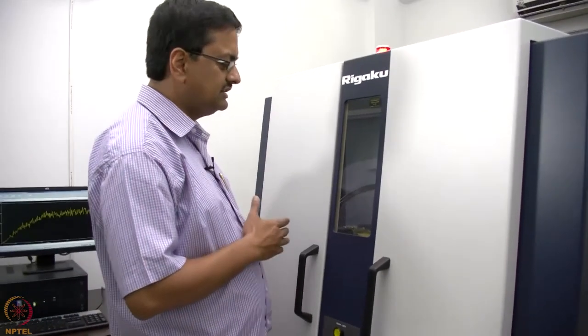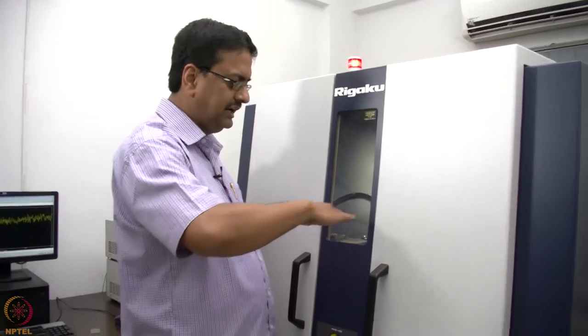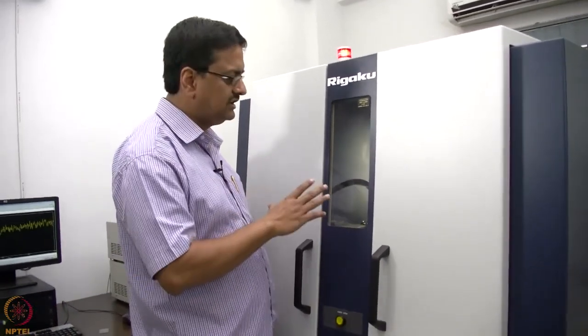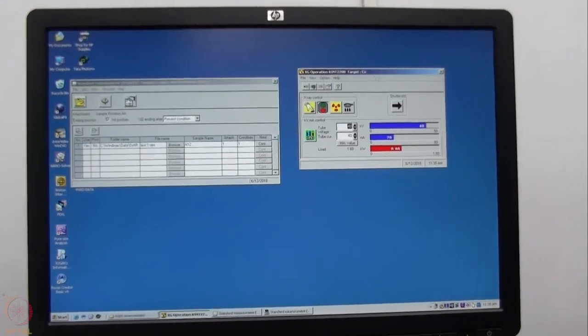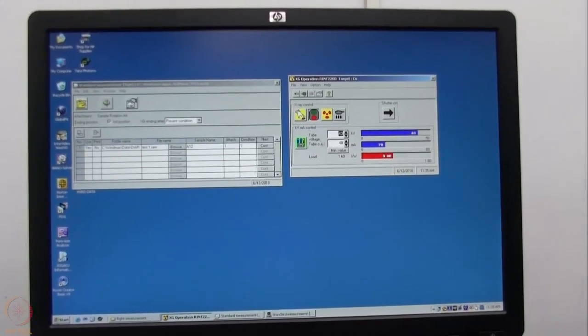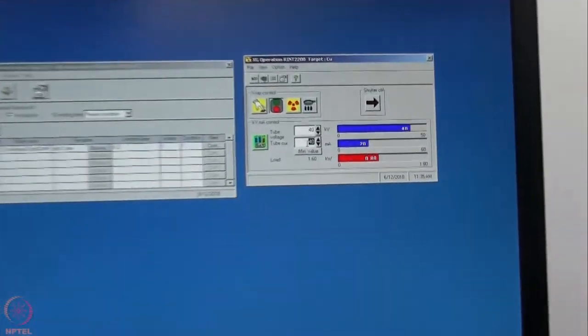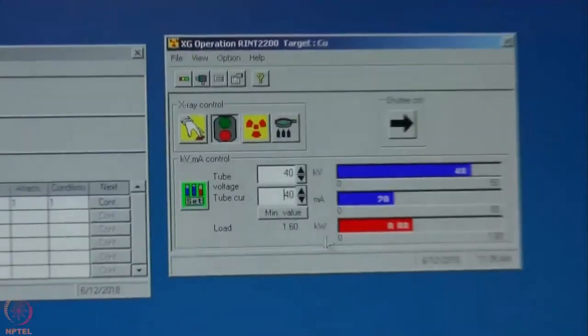So what happens inside is the X-ray beam comes from the left, gets diffracted on the sample and gets recorded, and in the front we have a glass door through which we can observe or monitor the process of this data recording. So in this window we can see that the X-ray is on and we are operating it at 40 kilovolt and 40 milliamps of power, which is equivalent to 1.6 kilowatt.